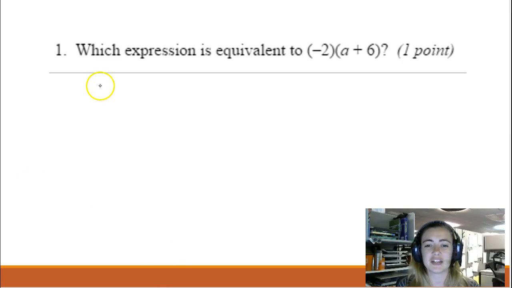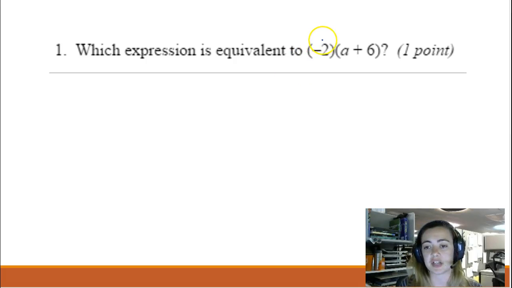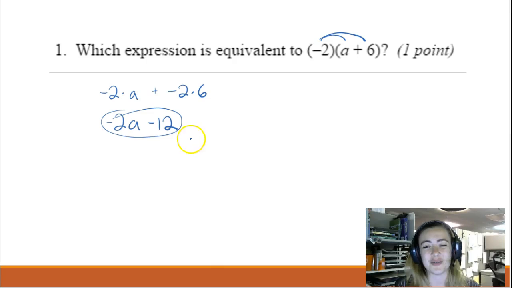So let's get started. The first one is, which expression is equivalent to -2 times the quantity of a plus 6? So I'll get my pen out. This is the distributive property of a term being multiplied by another term. So it means everything on the outside is going to be multiplied to everything on the inside. So -2 has to be multiplied by a and 6. So -2 times a plus -2 times 6. -2 times a, we just write -2a. -2 times 6, we write -12. And that is our final answer, -2a minus 12.